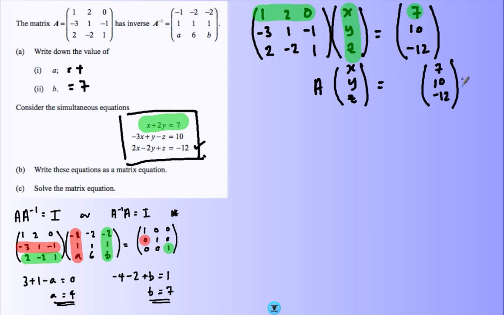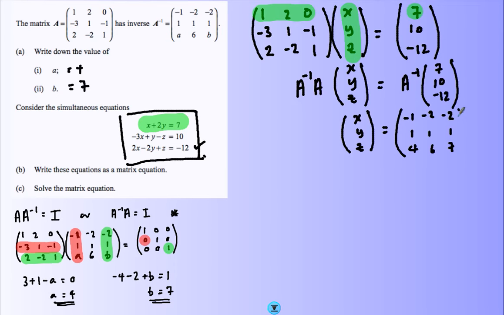Matrix equations are dealt with very much like ordinary equations in that we do the same to both sides to make things simpler and to get rid of what we don't want. If we use the inverse of A and multiply both sides, what will happen? This will become the identity, which is the equivalent of the number 1. So x, y, z, the identity times x, y, z, A to the minus 1, which I know, I'm going to slot that in. So if we multiply both sides of the equation by A to the minus 1, we get this, and all we need to do is work this out.